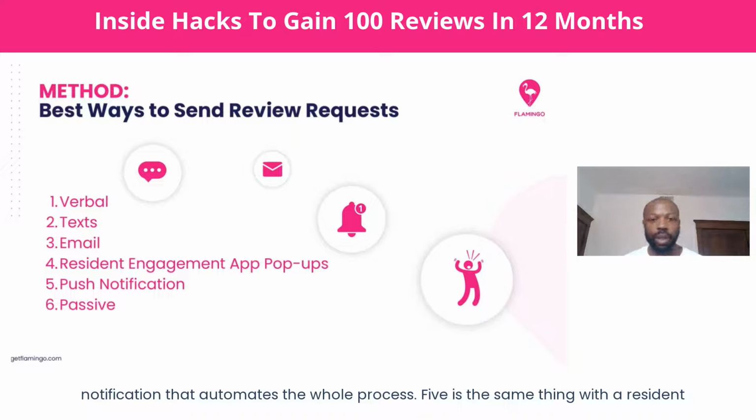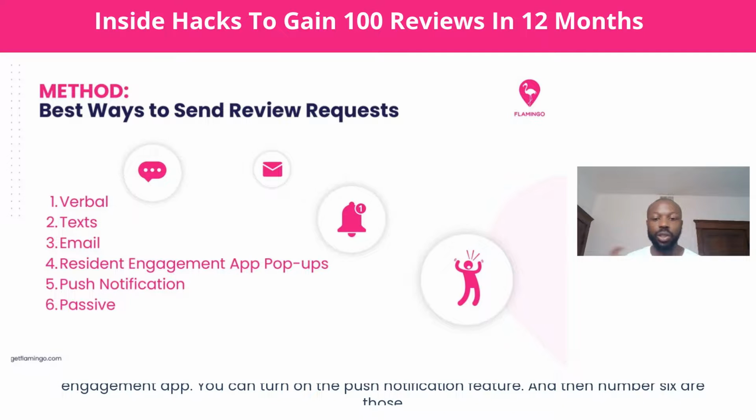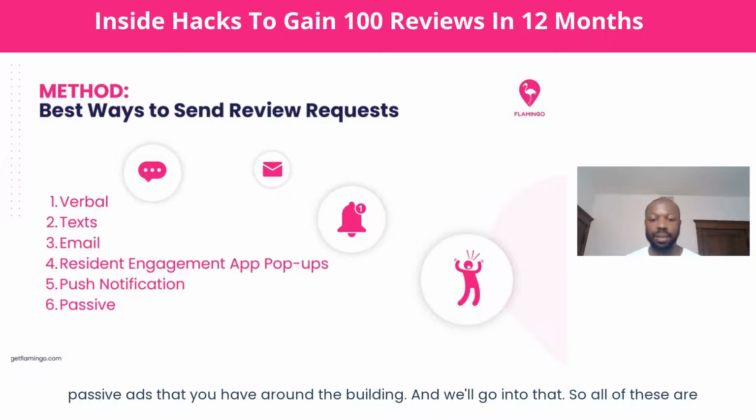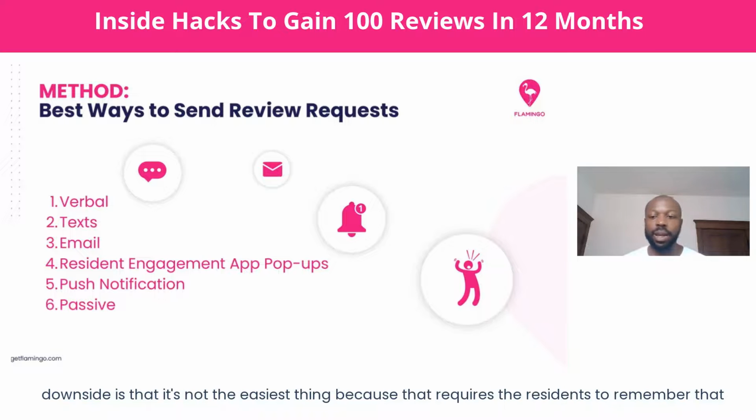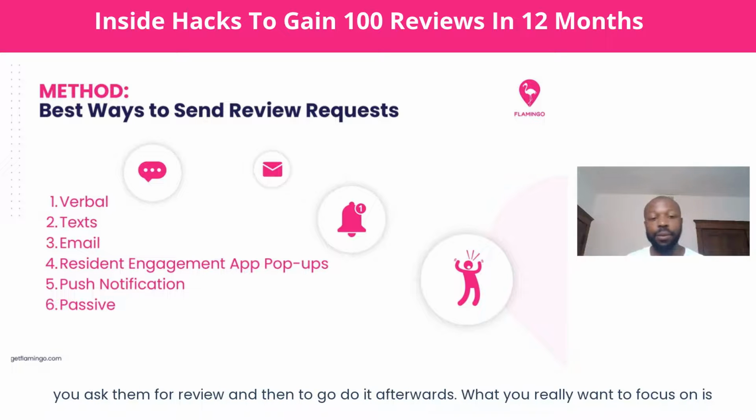5 is same thing with a resident engagement app. You can turn on the push notification feature. And then number 6 are those passive asks that you have around the building, and we'll go into that. So all of these are legitimate methods to ask for review requests. The first one, which is verbal, is great, but the downside is that it's not the easiest thing, because that requires the resident to remember that you asked them for a review and then to go do it afterwards.